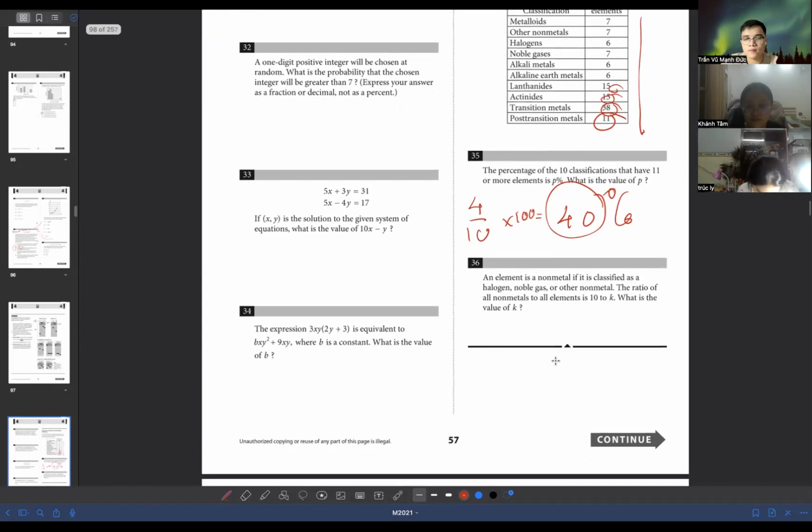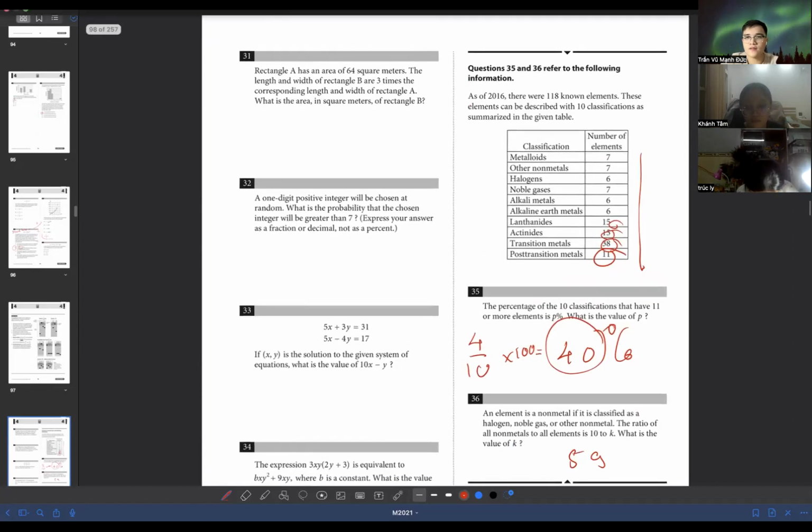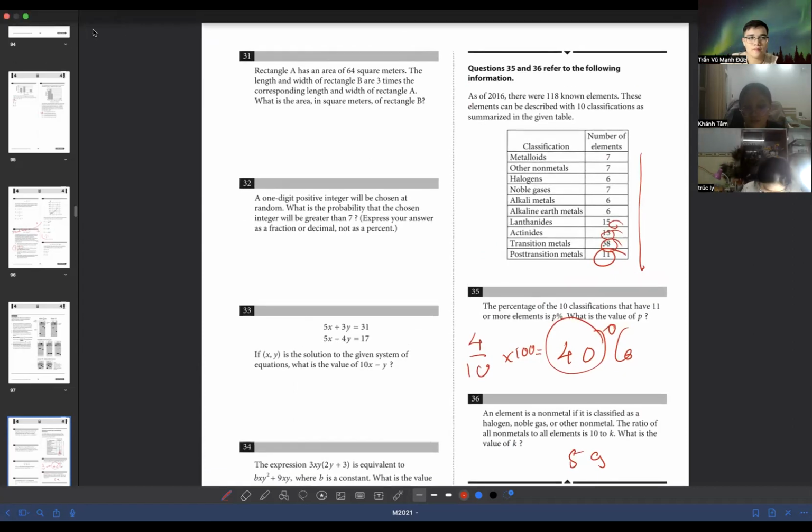36. 36, 59. It is an element, it's the ratio of non-metal. How did you do it? This is quite difficult. How did you do it? So, wait a minute.